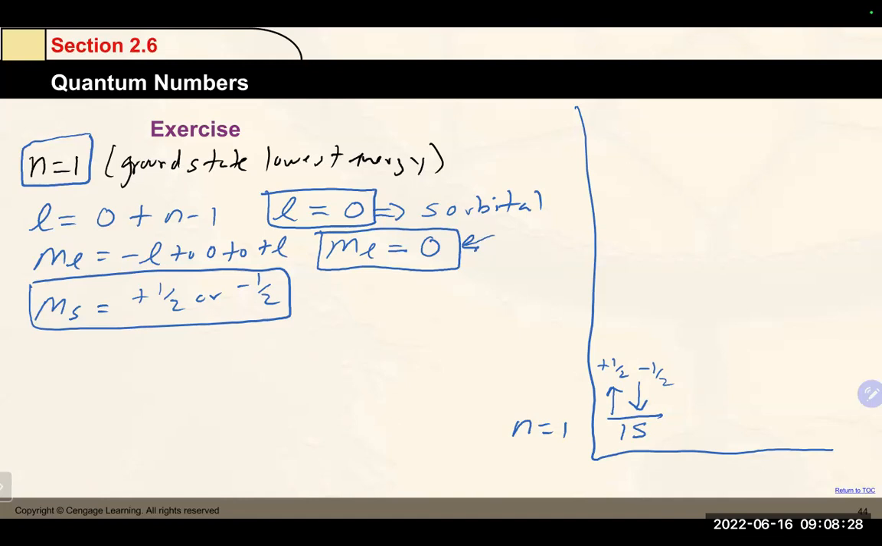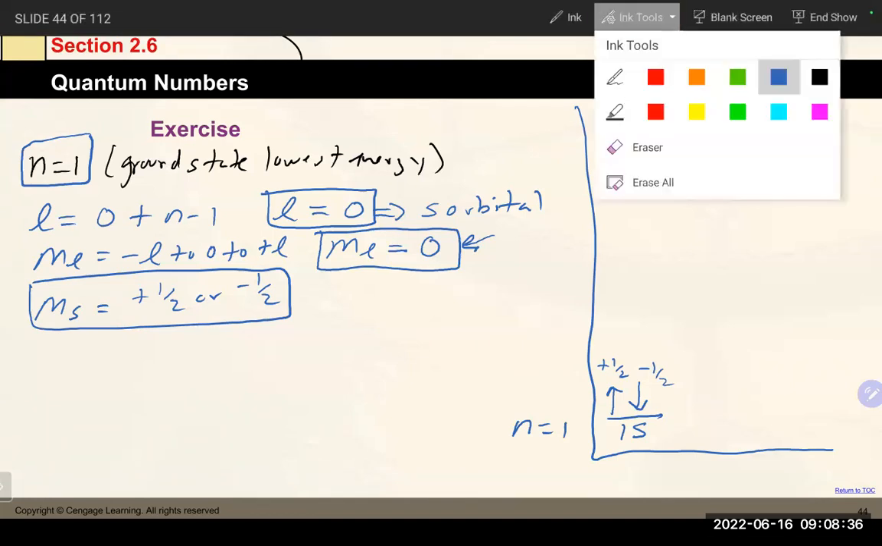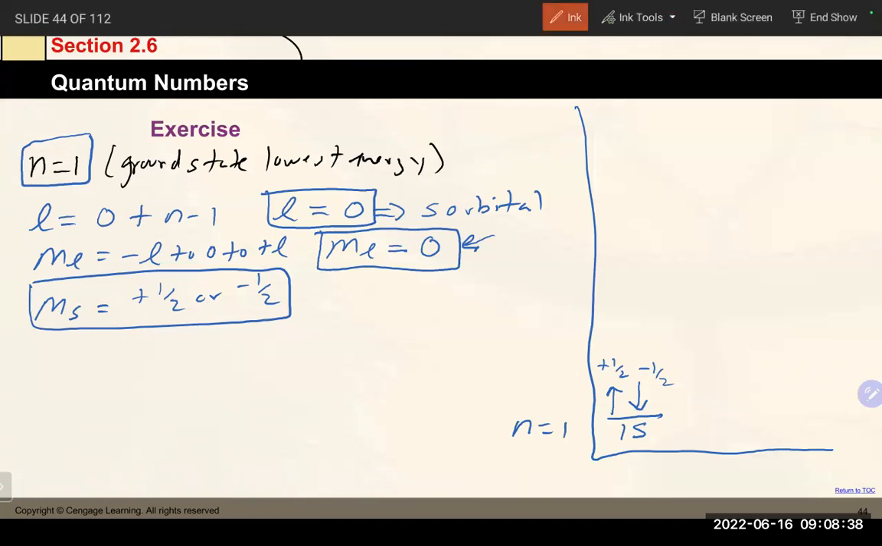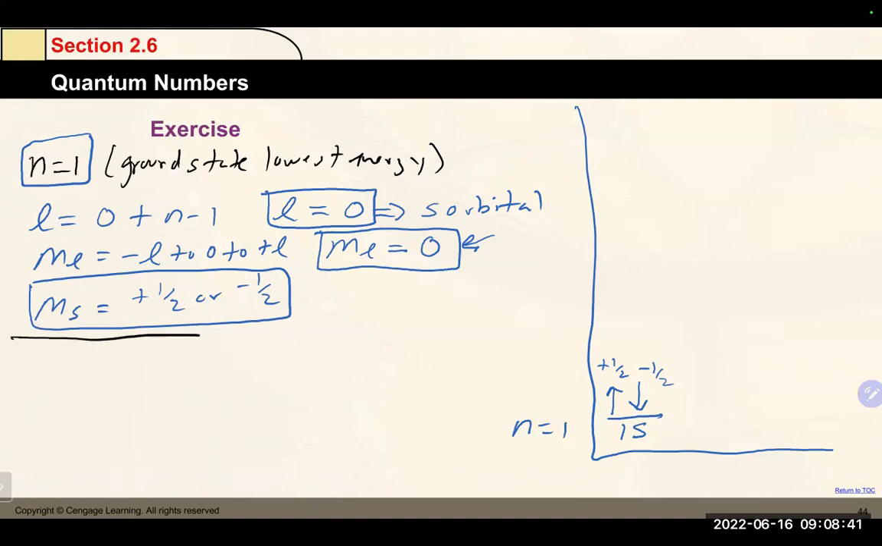Any questions on that? So let's see what happens when we go to the second energy level. If we go to the second energy level, that would mean that n is going to equal 2 here. I'll try to do it on this page.